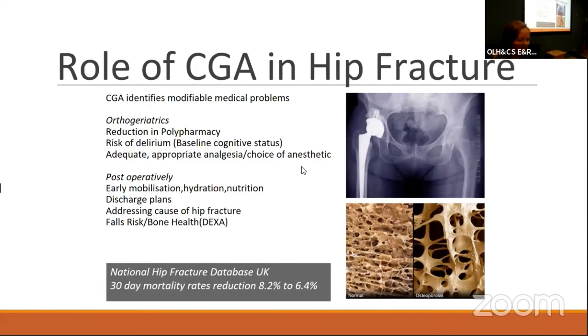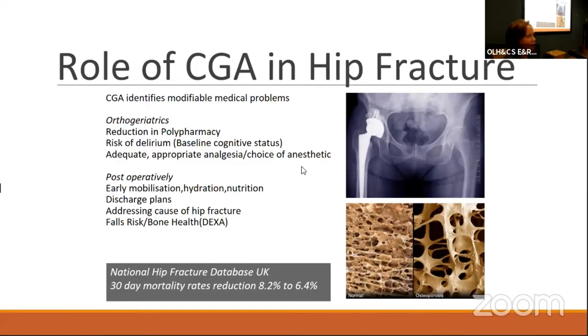We looked at polypharmacy. I suppose we're just focused on polypharmacy because a lot of people who we would deal with are on multiple medications, whether they actually need them still or not. Of course, our consultant geriatrician helps us with rationalizing those. We look at risk of delirium. If we have a baseline cognitive status, we can then identify who would be at risk of developing a delirium and notice it in a timely manner.